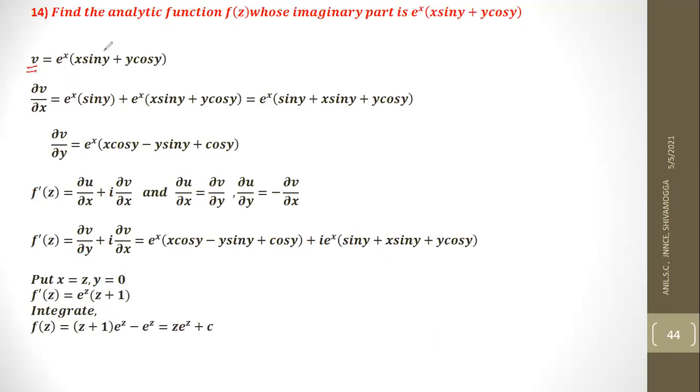First we find partial derivatives. Differentiate v partially with respect to x. It is denoted by del v by del x. Use product rule here. E power x is the first function, keep it as this. E power x into derivative of x sin y is sin y. Sin y is independent of x, keep it as this. Derivative of x with respect to x is 1. Y cos y is to be treated as constant, therefore its derivative will be 0. Plus derivative of e power x is e power x itself into x sin y plus y cos y.